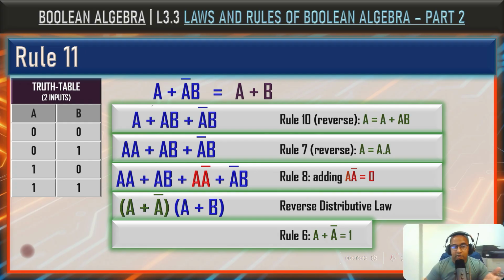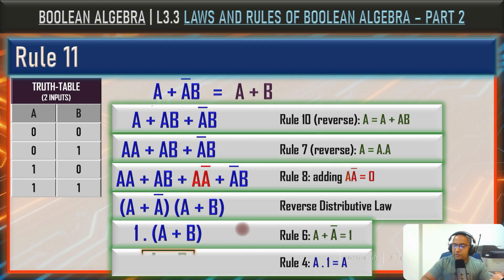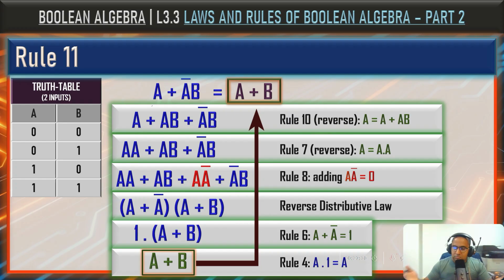Okay, so applying rule 6, we obtain 1 times (a plus b). Now we can simplify the 1 because multiplying any variable or expression by 1 results in the expression itself. This is rule 4. Therefore, we finally arrive at a plus b. So using Boolean laws and rules, we have proven this equivalence algebraically.